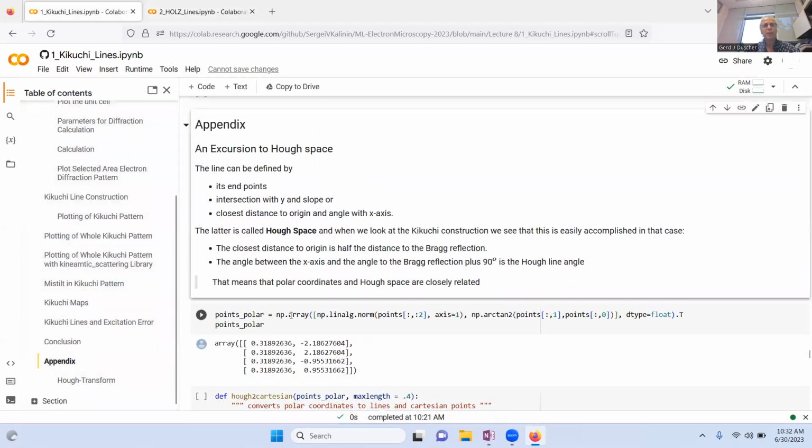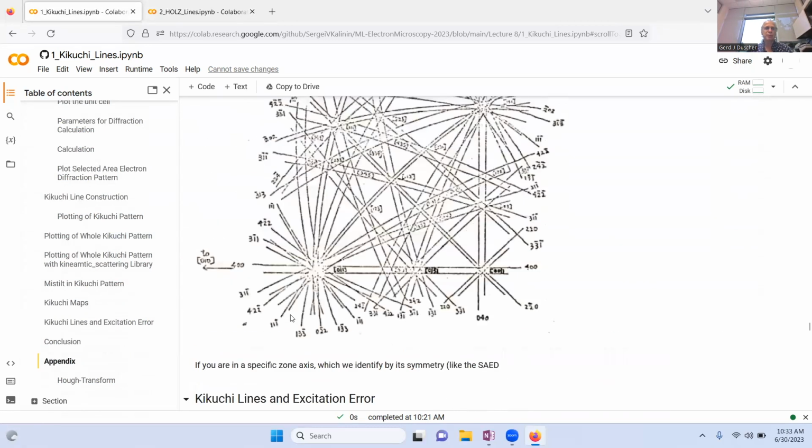We can look here at the appendix, and we can see what we are doing here. So if we have a line, we can do that by defining a start and end point, or two points where they go through. We can do that as we do it in mathematics mostly. We have the intersection with the y-axis and the slope. So that's usually how you fit a line.